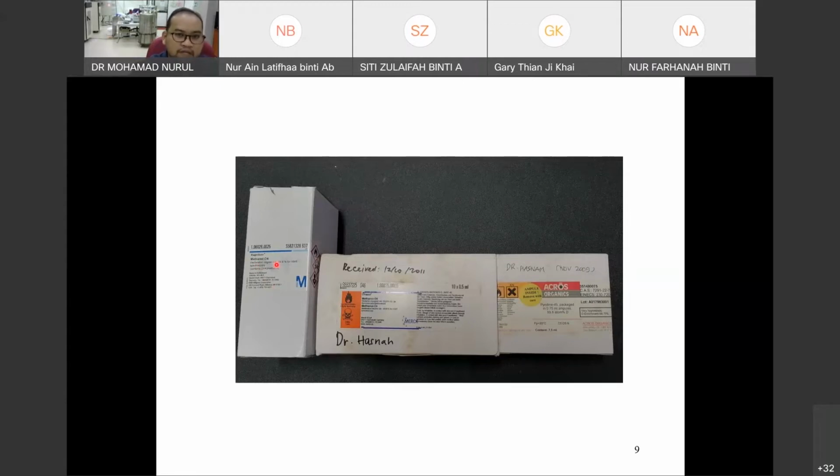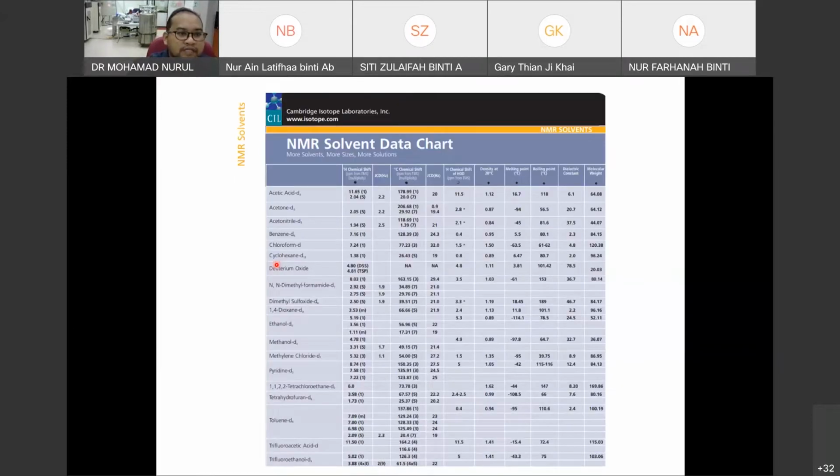Why deuterated? Because NMR gives a response for spin-half nuclei, spin-half protons. It means the natural protons, not deuterium, because deuterium is not spin half. The spin is one, not half. Make sure you understand that. So this is an NMR solvent chart. Make sure you understand and memorize it.